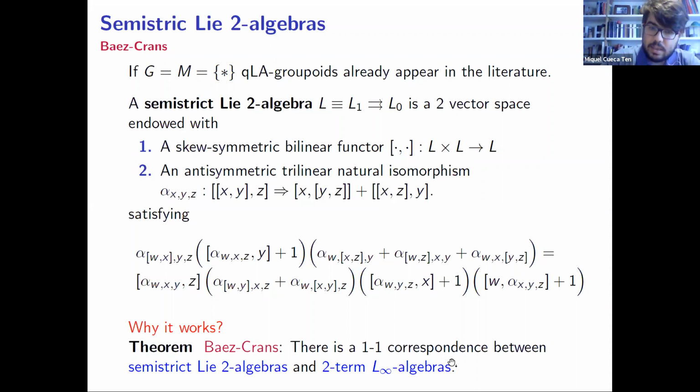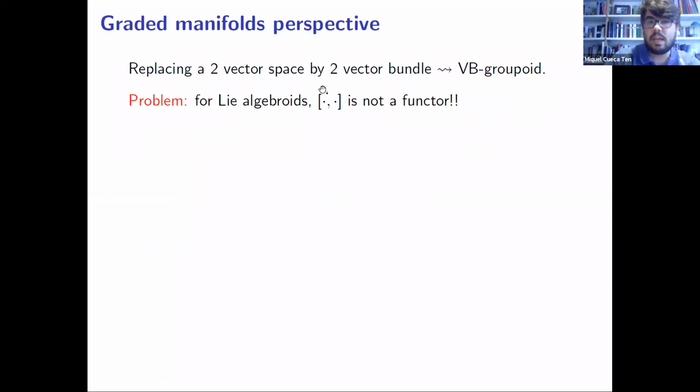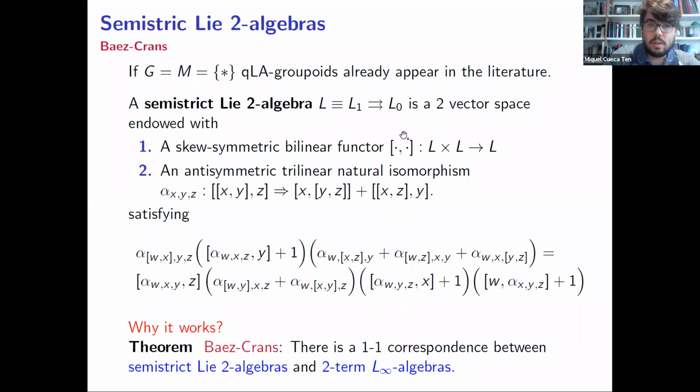But this is, you know, the infinitesimal object that corresponds to Lie groups, and then they satisfy this guiding theorem of Su. So now the only thing that we should do is just replace this by our object. So replace a two-vector space by a two-vector bundle, so a VB-groupoid. And now I want the bracket to be a functor and a natural isomorphism controlling the Jacobi.